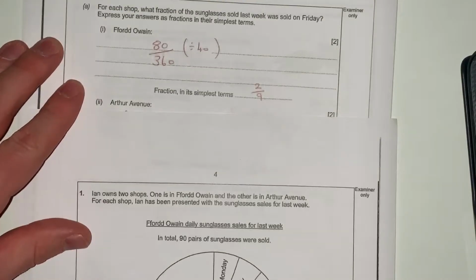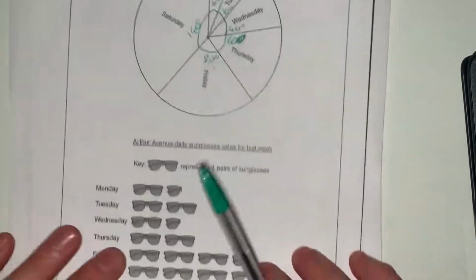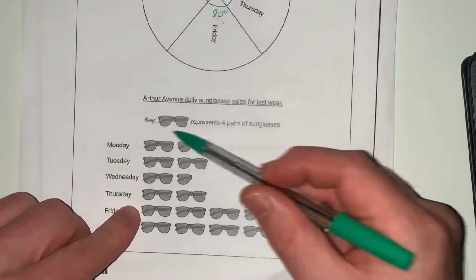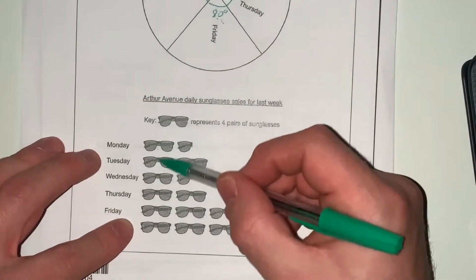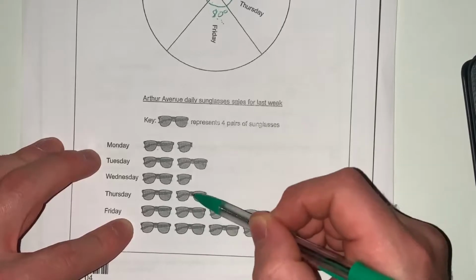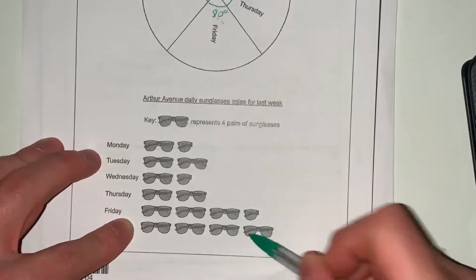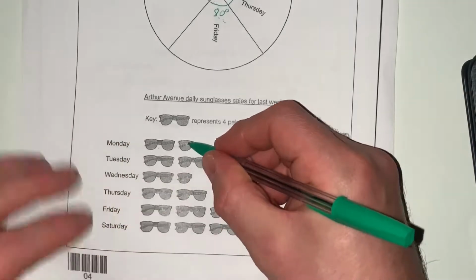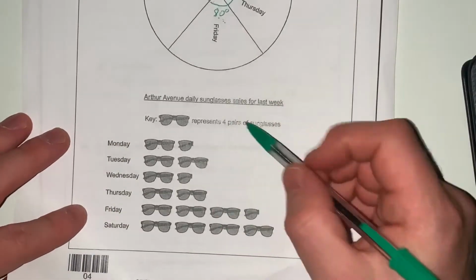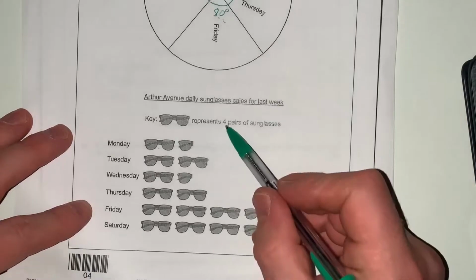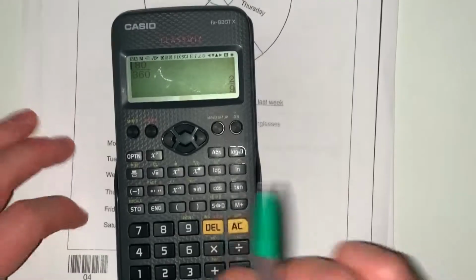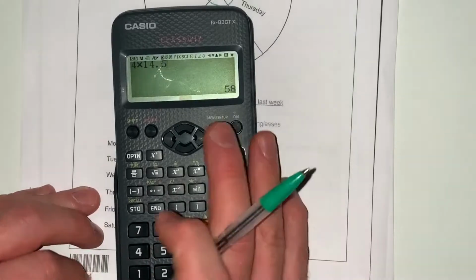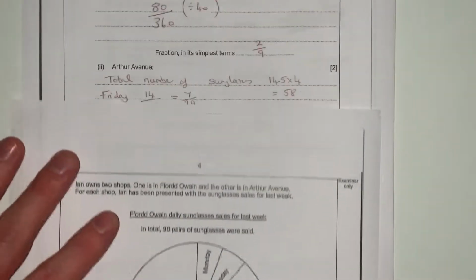Arthur Avenue. So we're going to use the pictogram this time. So Arthur Avenue, a little bit trickier. We need to find out how many sunglasses were sold in total. So that's 1, 2, 3, 4, 5, 6, 7, 8, 9, 10, 11, 12, 13, 14, 14 and a half. Okay, so 14 and a half pairs, so it's going to be 14 and a half times by 4, because each one represents 58 sunglasses.